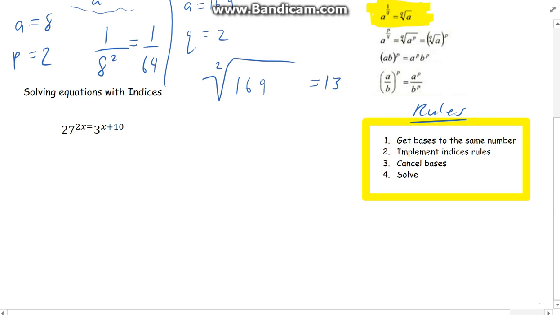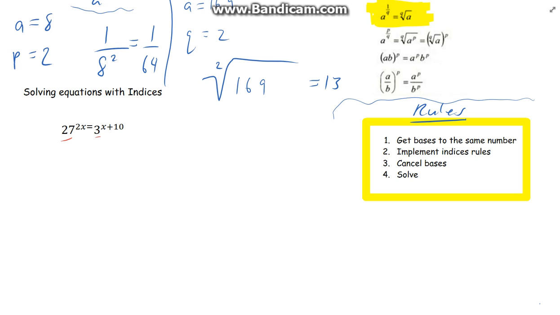Okay, so solving equations with indices. We have to follow a couple of rules in order to solve this equation. Our first rule is that we have to get our bases to the same number. Our two bases are 27 and 3. We're always going to want to get to the smaller base.